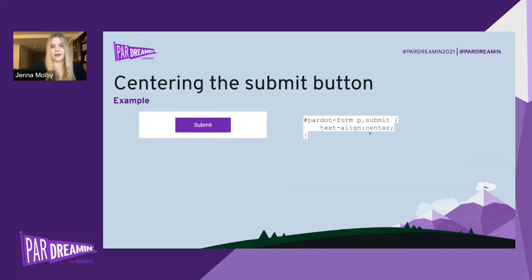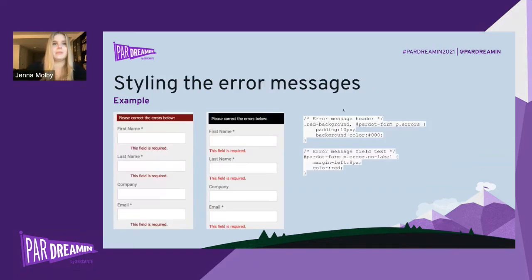You can also add a background color to your form like I did here. You can also style the error messages. On the left here, you see what it would be out of the box, and then on the right, you see how I customized it. And here's the CSS that you would use to do that.